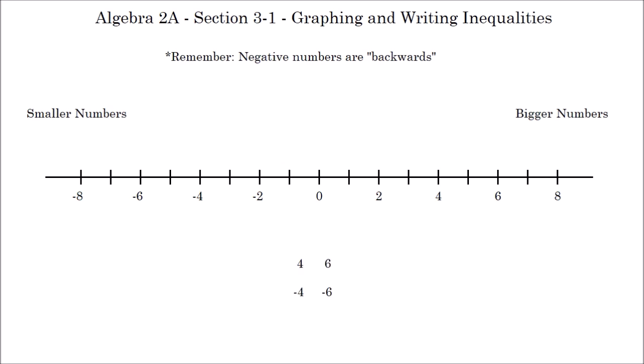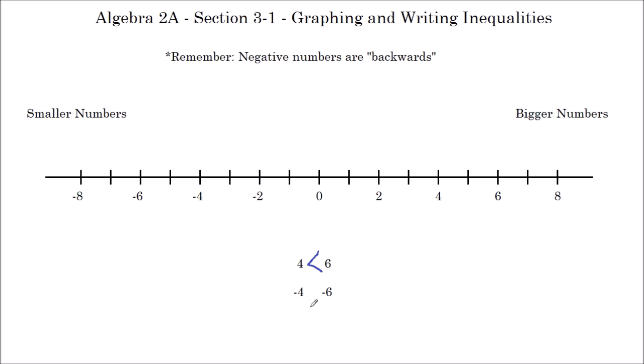So to show you how these negative numbers go backwards, let's take a look here. If we look at 4 and 6 and we compare those, we know that 4 is less than 6. The hungry mouth wants to eat 6. And if I'm looking at 4 right here and 6 right here, I go 6 is further to the right, that's the bigger number. 4 is further to the left, 4 is the smaller number.